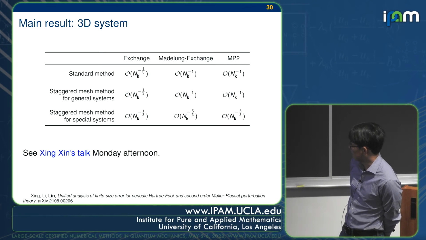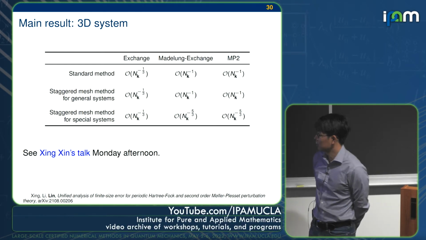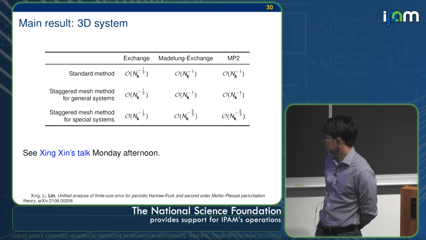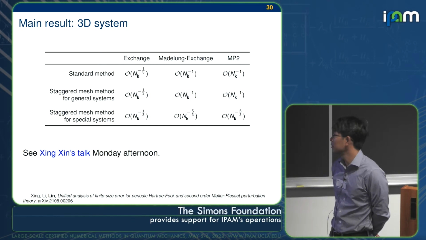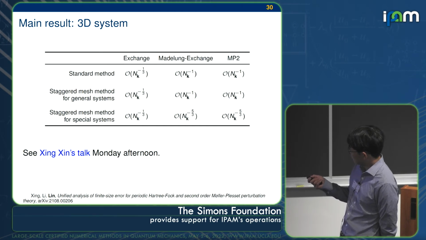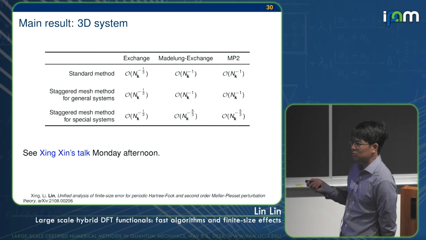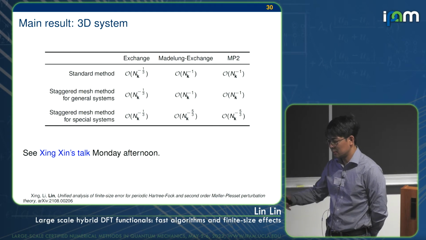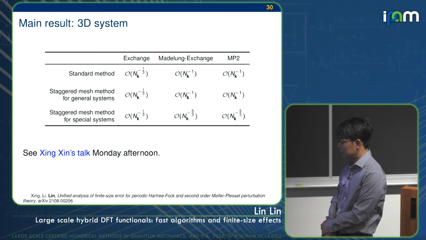So our main result, which includes both the exchange and Madelung-corrected exchange, as well as the MP2, is the following. And so Shane, I believe, will talk in more detail later this afternoon. I'll just talk about the basic idea. And first of all, there is a provable nk to the minus 1/3 convergence rate, which is really, really bad, because if you just increase your system size, let's say, along each direction by a factor of 2, which means the total number of atoms increased by a factor of 8.